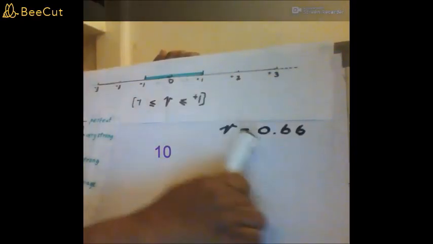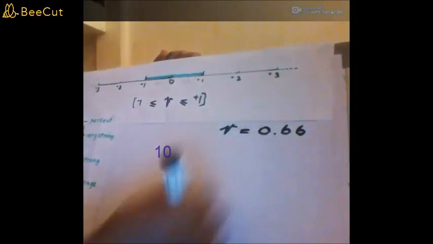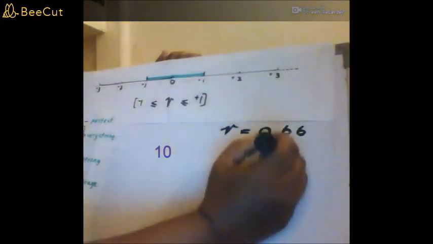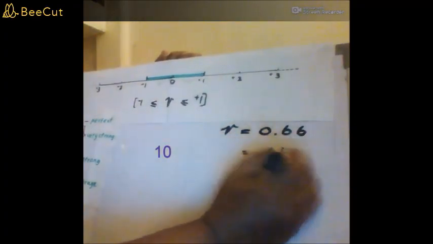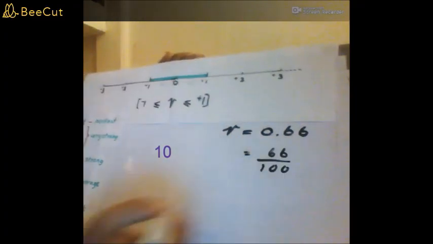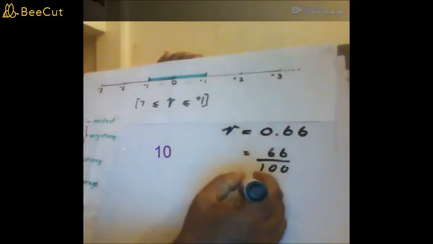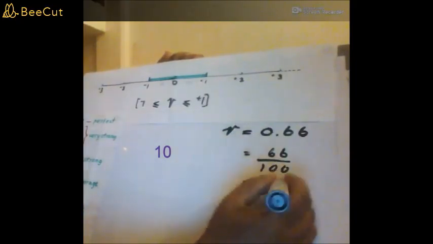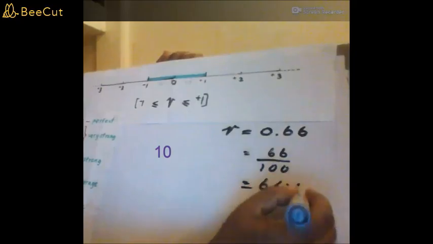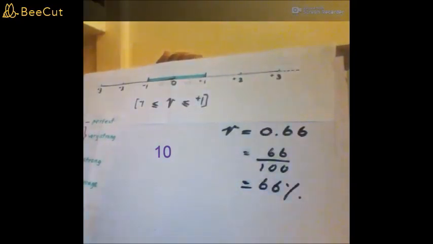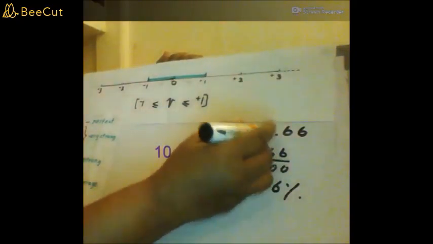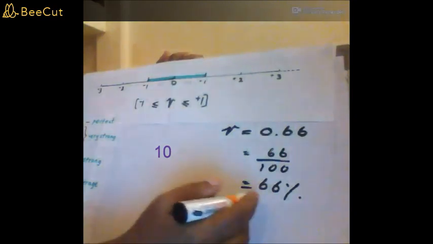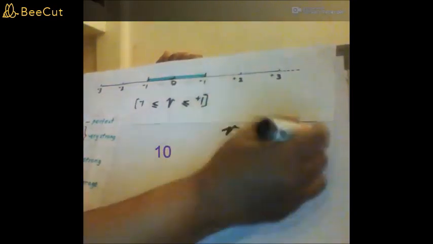So our rho value is 0.66. That means 66 out of 100. So as a percentage, it is 66%. Okay. So when you get the rho value, it's better to have it as a percentage when you interpret. If not, just leave it like this.